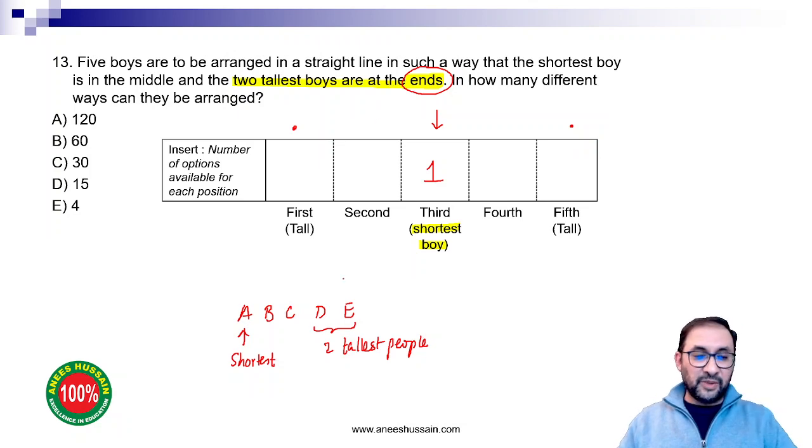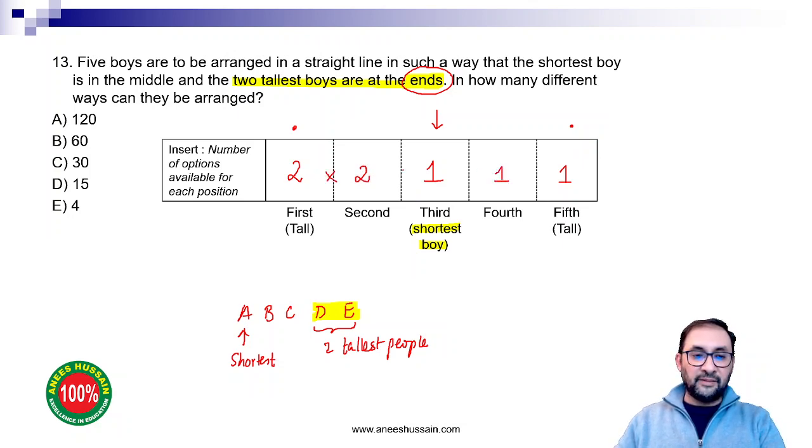So you see these 2 people, D and E, that we assumed were the 2 tallest people in that group. So you have 2 options for the first position. And once one of them has been used here, the other person has to come at the end. That's one option for the last position. So from 5 positions and from 5 people, we've used 3 people already. So that leaves us with 2 people. So for the second position, I have 2 options. And for the next position, I have 1.